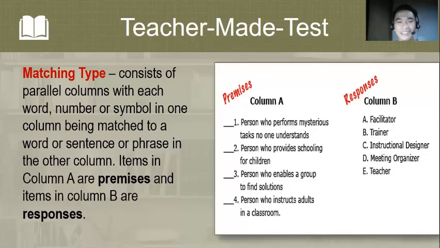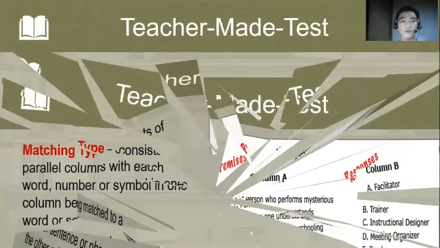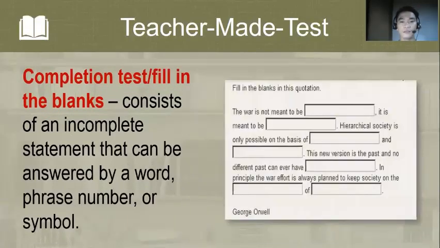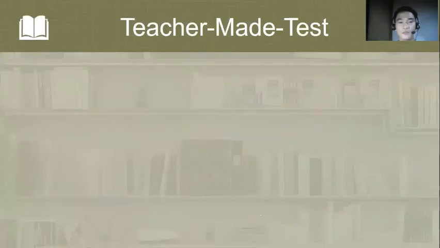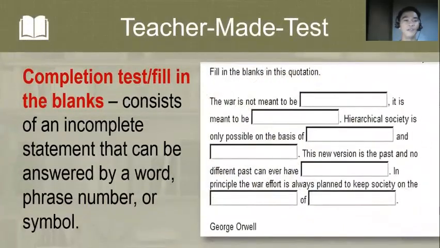So there is a matching process in terms of matching type of test. Next, another type of teacher-made test, which is objective type of test, is what we call your completion test or fill in the blank. So take note in terms of fill in the blank. It is composed of incomplete statement. The missing part could be a word, a phrase, or a number. It depends on what we are looking for as a particular answer.